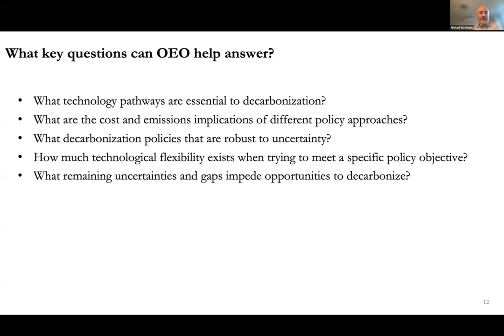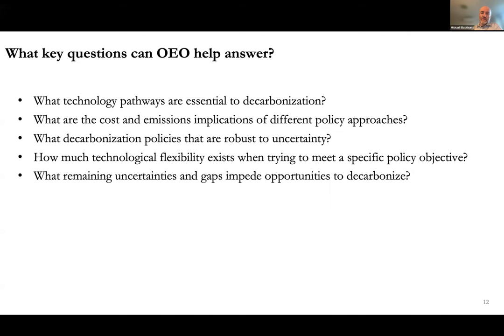Here are some example questions that the model can answer. What technology pathways are essential to decarbonization? What are the cost and emission implications of different policy approaches? I'll give you some results in the subsequent slides that speak to these questions. What decarbonization policies are robust to uncertainty? How much flexibility do we have in trying to meet our policy objectives? So these are just examples of how we can use the model.